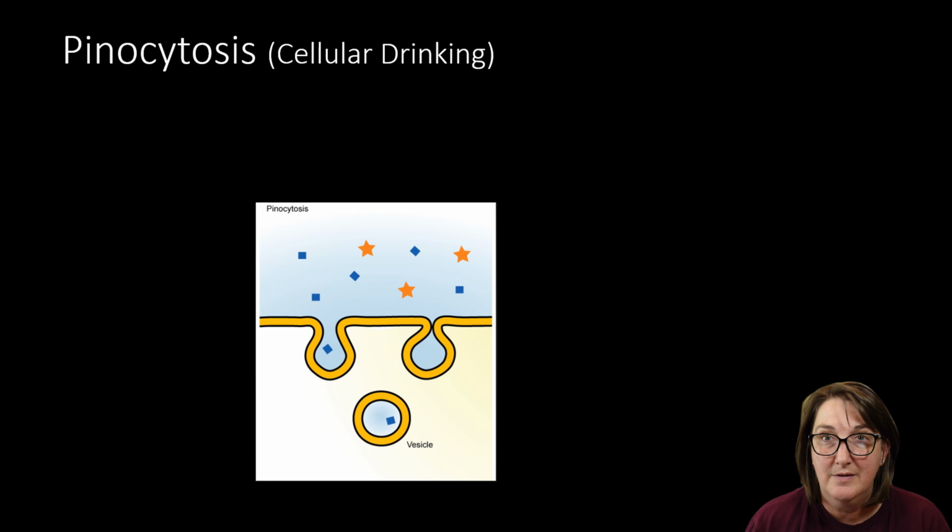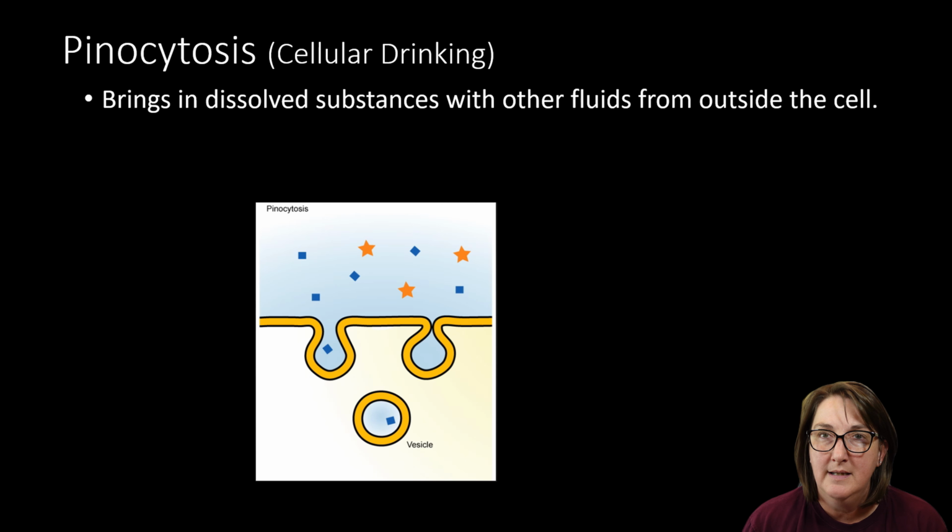Here I have pinocytosis, which means cellular drinking, and this is going to bring in these dissolved substances or solutes from other fluids outside the cell. So this is outside the cell, and this is inside, and you can see all this water, and I have these solutes inside, and these solutes can get brought in. Now, it's not as selective, so if I want triangles, I might get a few stars mixed in with it too. But I'll try to get as many of these little squares as I can.